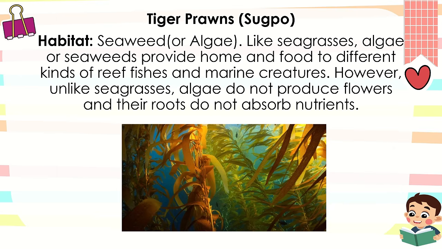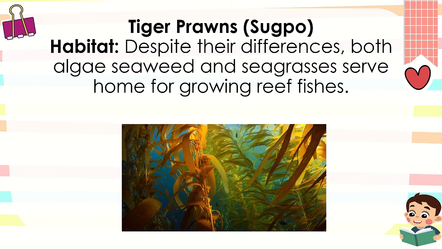Seaweed or algae, like sea grasses, provide home and food to different kinds of reef fishes and marine creatures. However, unlike sea grasses, algae do not produce flowers and their roots do not absorb nutrients. Despite their differences, both algae, seaweed, and seagrasses serve as homes for growing reef fishes.